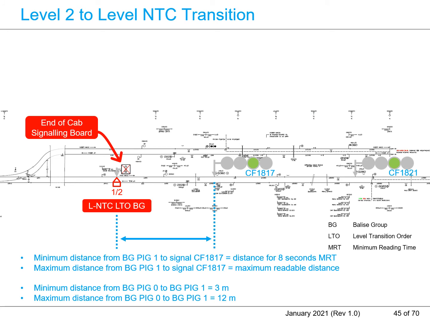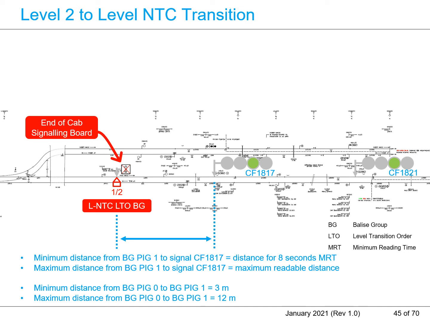The location for the LTO Balise group and the end of cab signaling board will be relative to signal CF1817. The end of cab signaling board coincides with the PIG1 Balise of the LTO Balise group. The minimum distance from the PIG1 Balise to signal CF1817 is the distance for 8 seconds minimum reading time of signal CF1817. The maximum distance from the PIG1 Balise to signal CF1817 is the maximum readable distance of signal CF1817.